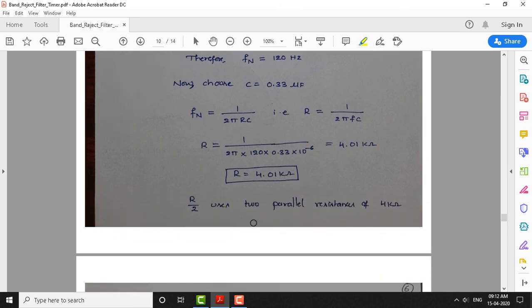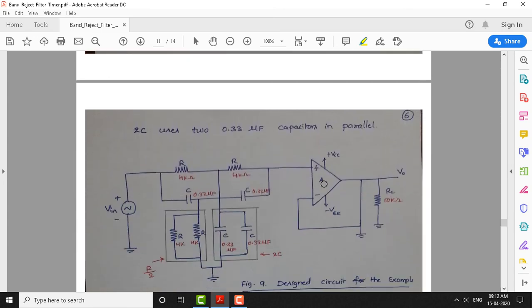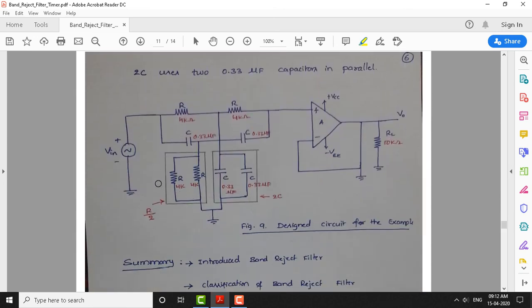Now let us see the design of the notch filter. We have seen already that R by 2 is nothing but two resistances in parallel combination, where each value can be 4 kilo ohm. The example is shown here. To get R by 2, we can use two 4 kilo ohm resistances in parallel combination. To get the 2C capacitor value, we can use two capacitors of 0.33 microfarad in parallel combination. Therefore, this is equivalent to 2C, whereas the resistances in parallel combination equal R by 2.